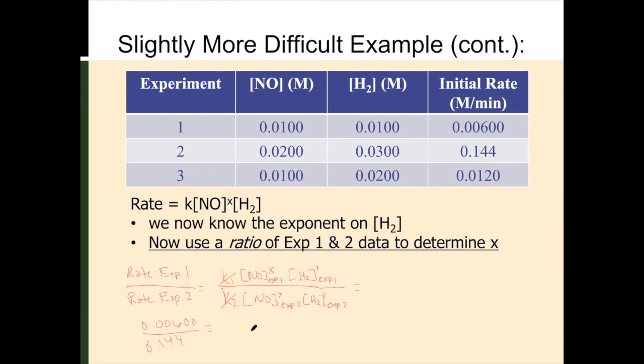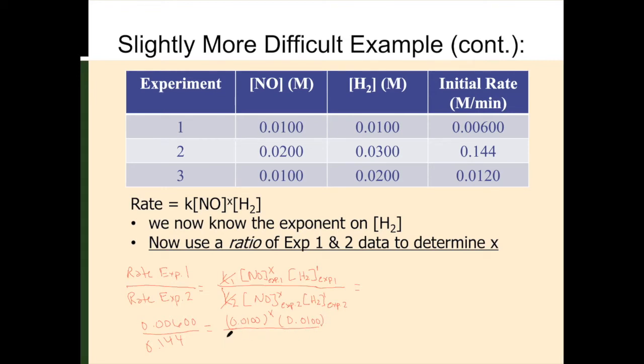0.144, okay? And so like I said, these cancel because they're going to stay the same. So I'm going to go ahead and put in the numbers here. So the concentration of NO in experiment 1 is 0.01 raised to the power of x. Concentration of H2 is 0.01, and I know that that's raised to the power of 1.